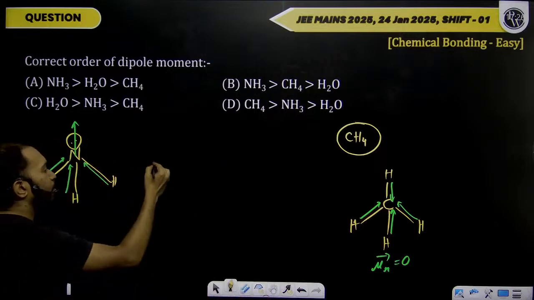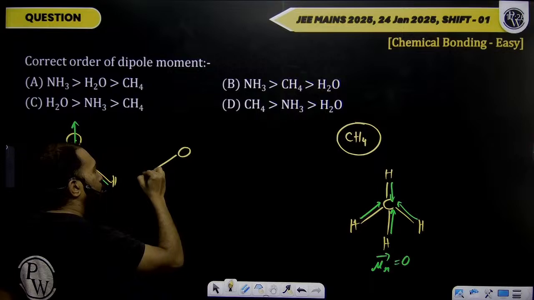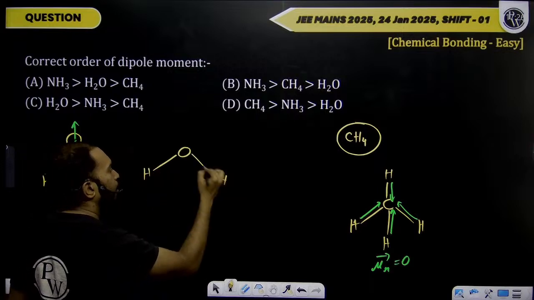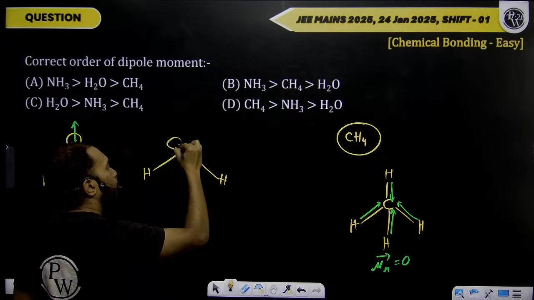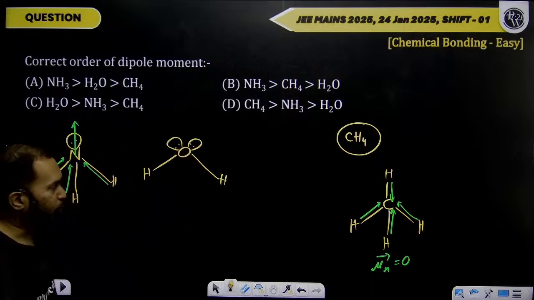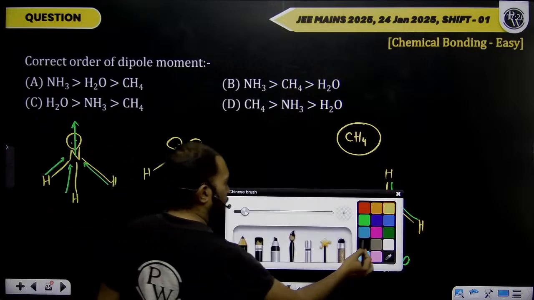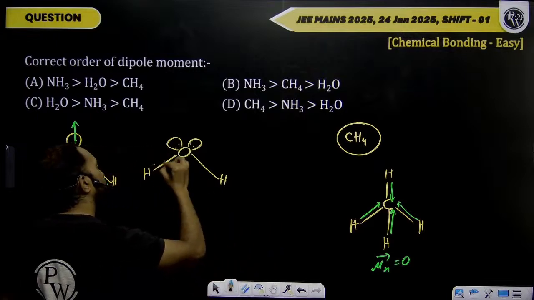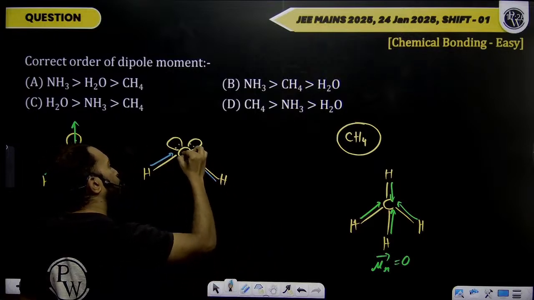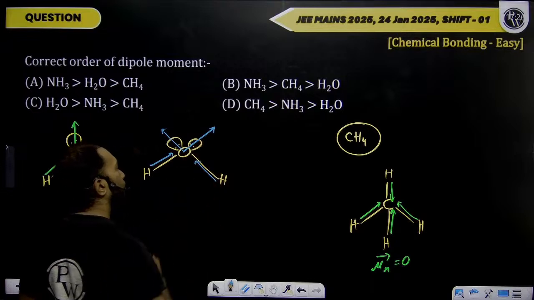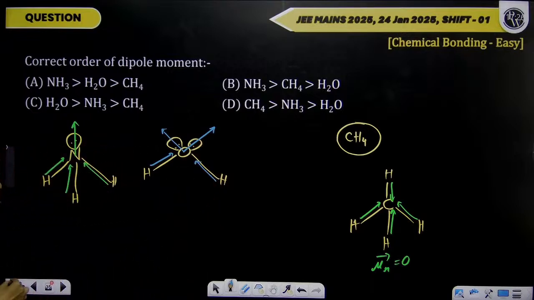Okay, now let's make the structure of water. Oxygen, hydrogen, hydrogen, bent shape, V shape. Over here, how many lone pairs are there? 2 lone pairs. Now mark the direction of the dipole moments. O to H, O to H, and the lone pair dipoles. Now you can see where the resultant will be more.